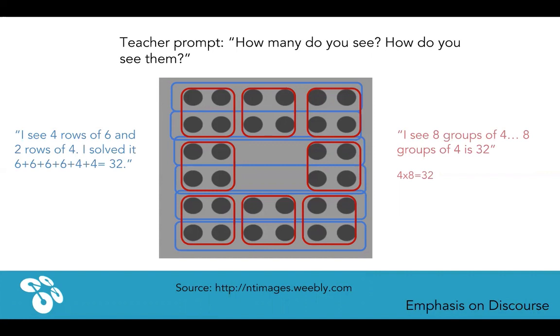Some effective math talk routines are the following: number talks, in which students mentally calculate an answer and share different methods of how they arrived at that answer. Image-based number talks are excellent for arithmetic.